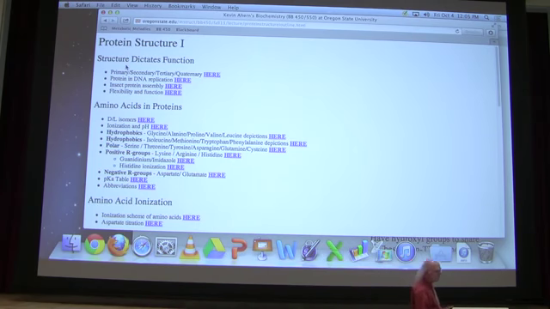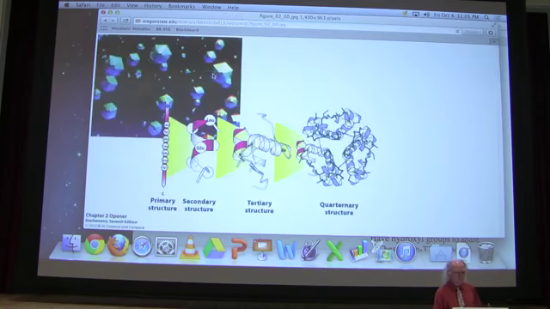I've talked about how structure determines function. Structure determines function. This figure, which is not an ideal figure, I'm not quite sure why it's overlapped like that, gives an illustration of protein structure that we're going to talk about. We're going to talk about it at 4 different levels: primary, secondary, tertiary, and quaternary.